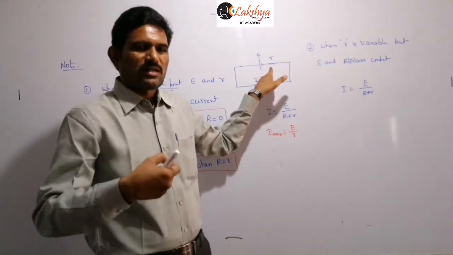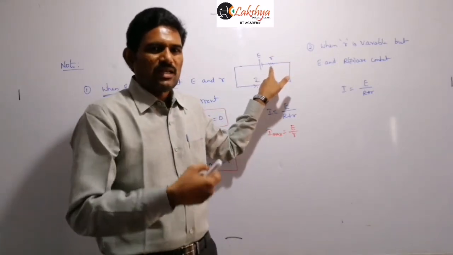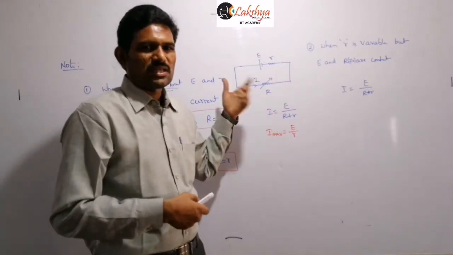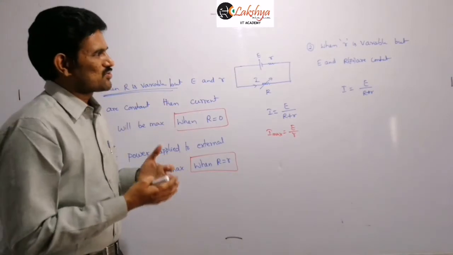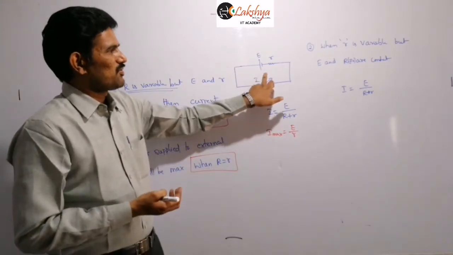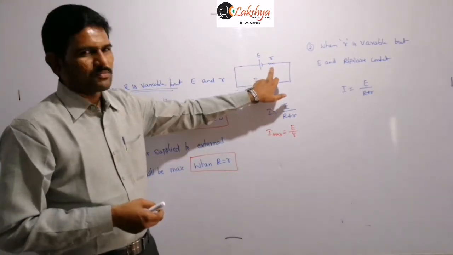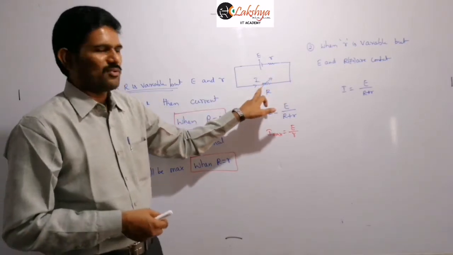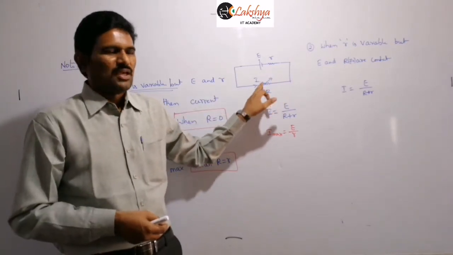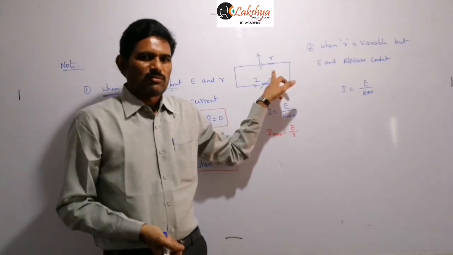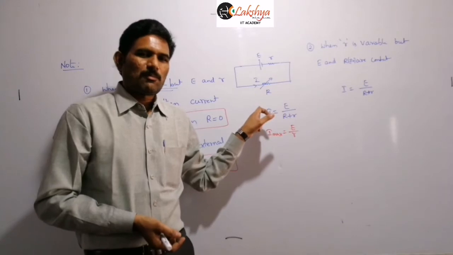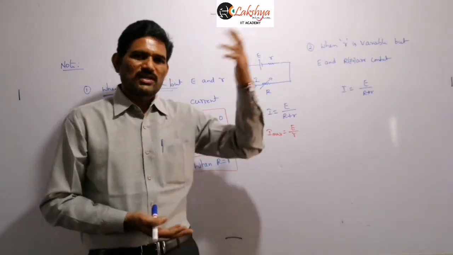Whatever the power is supplied by the cell, the total power will be supplied to this external resistance only. Got it? Well, the cell is a source of energy here. It is supplying some power. Some of that power will be dissipated in the internal resistance, and some will be dissipated in the external resistance, right? When this internal resistance is completely removed, that means if it is 0, then the total power will appear across the external resistance only. That means you will get the maximum power here.